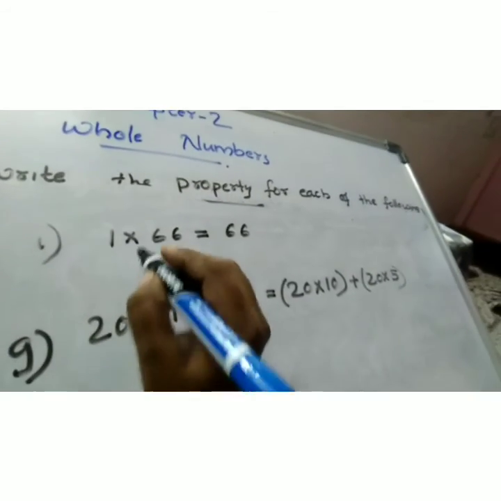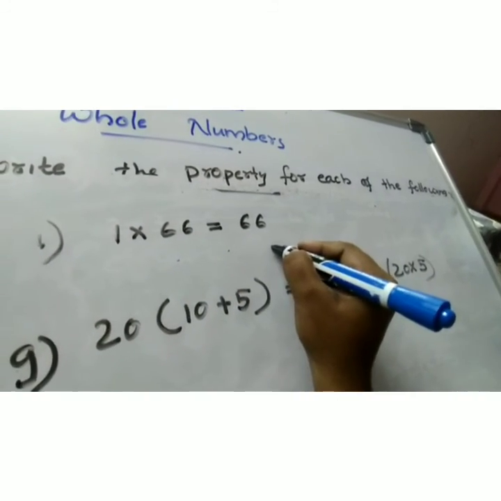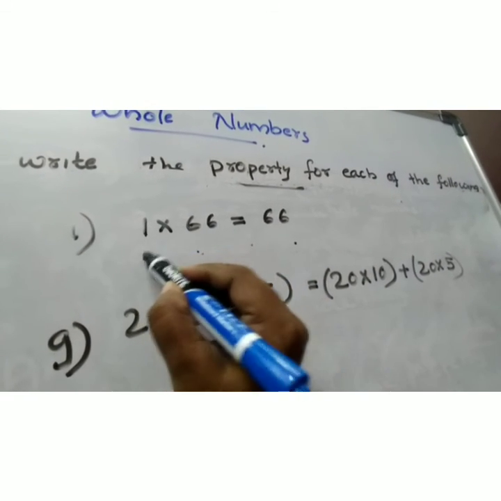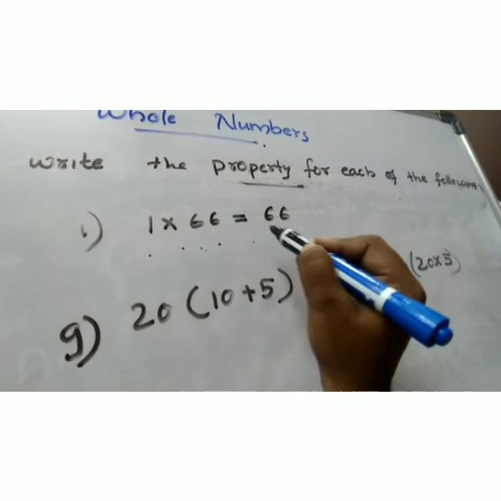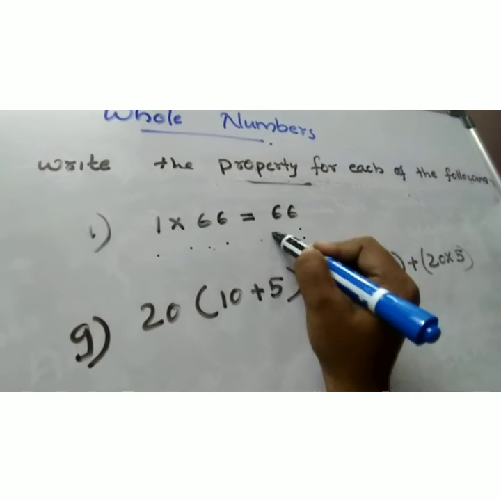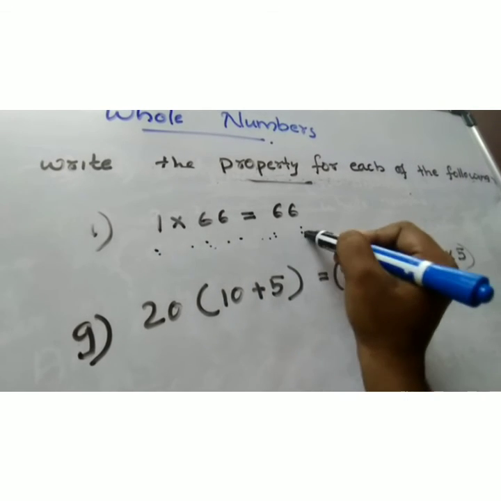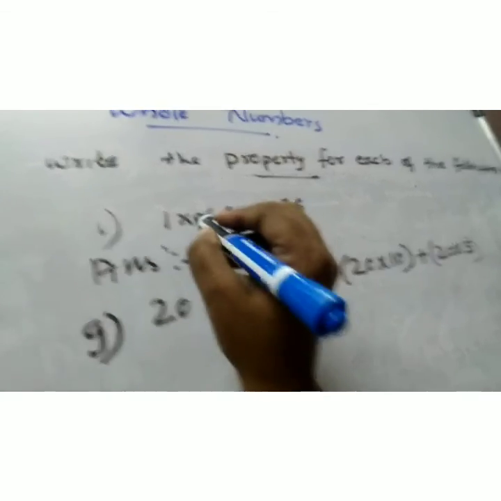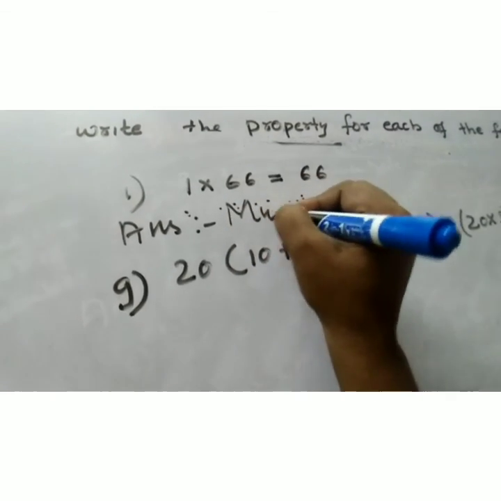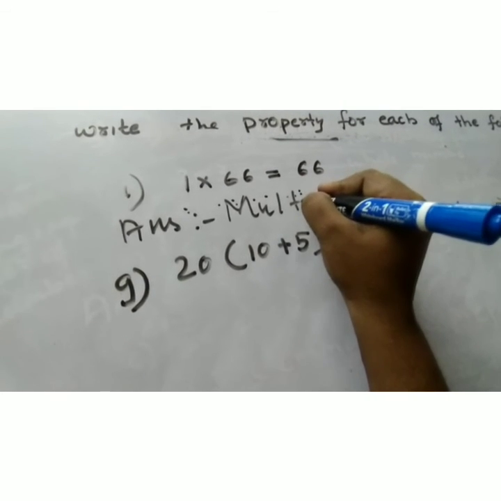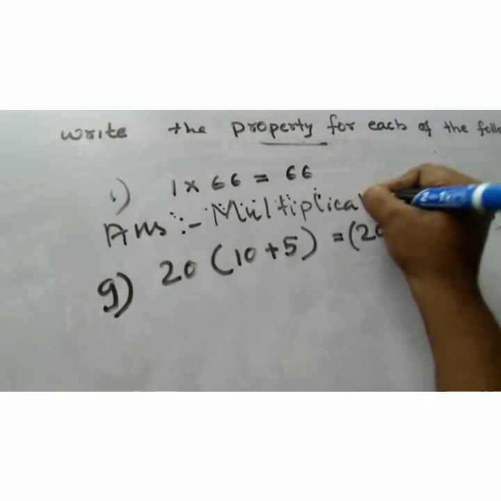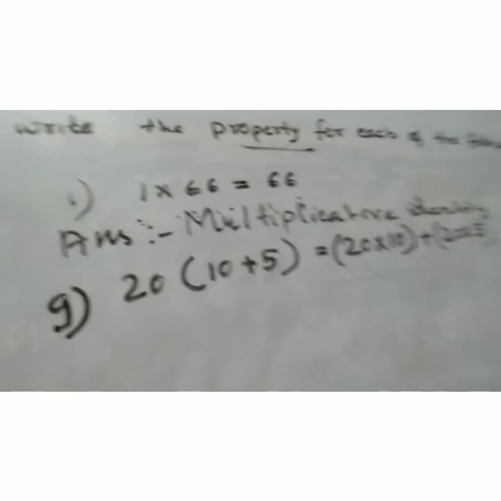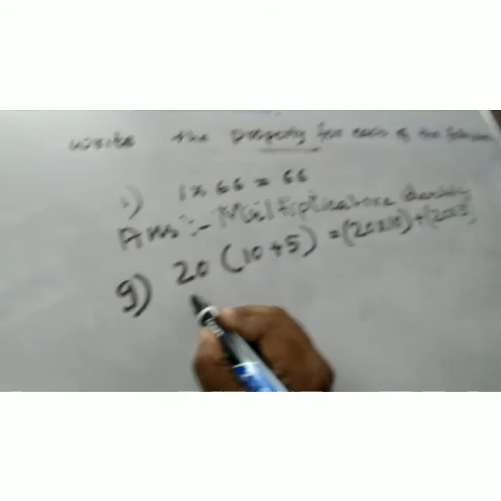Next question. 1 into 66 is equal to 66. When you multiply 1 with any whole number, the answer is the same whole number. 1 into 66 is equal to 66. That means which property? Multiplicative identity. Multiplicative identity.